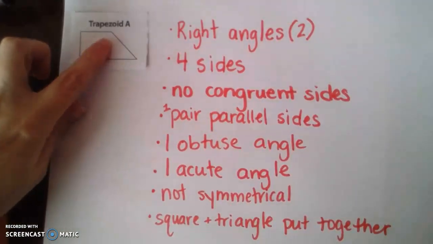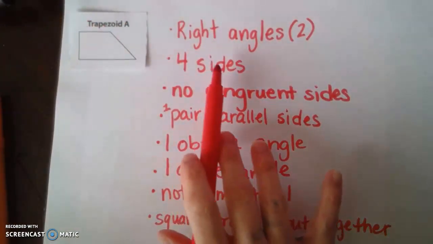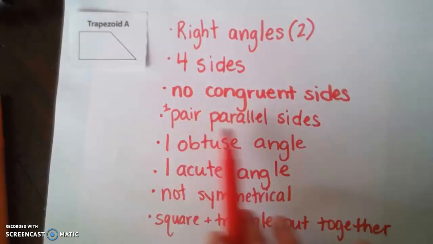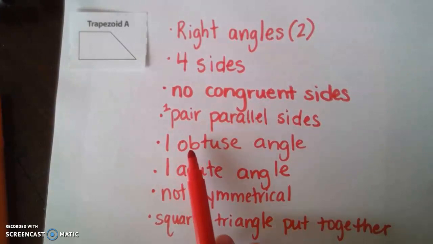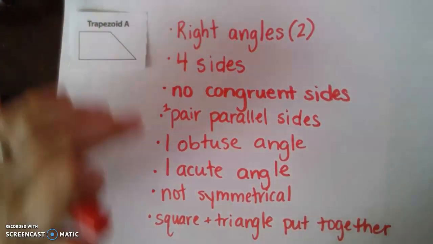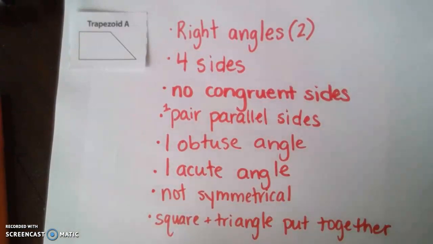So I'm noticing my trapezoid A has 2 right angles. It has 4 sides, no congruent sides, which means no equal sides. It's only 1 pair of parallel sides. I do have an obtuse angle, and an acute angle. It's not symmetrical, and it kind of looks like a square and triangle put together if I were to break them down into pieces.